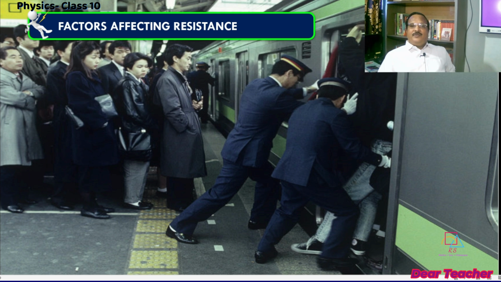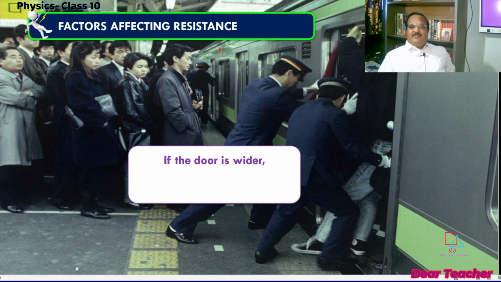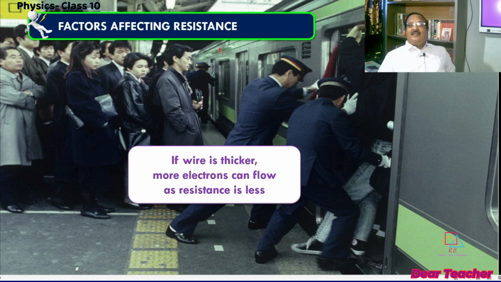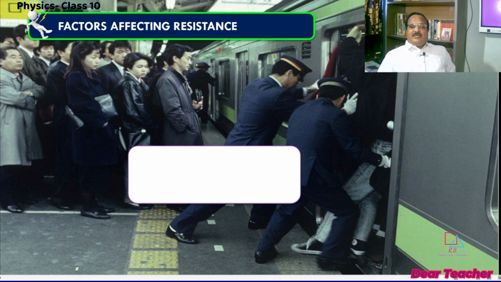You can see an example: if the train door is wider, then people go into the train very freely. More people can enter without any resistance. In the same way, if the wire is thicker, more electrons can flow easily. Therefore, the resistance in opposing the current is less. So now let us go to another factor.